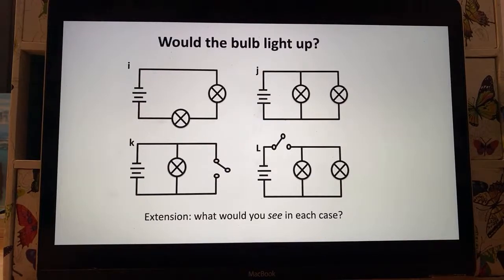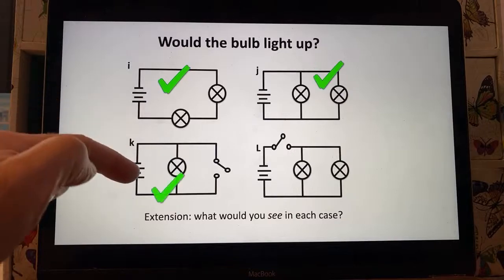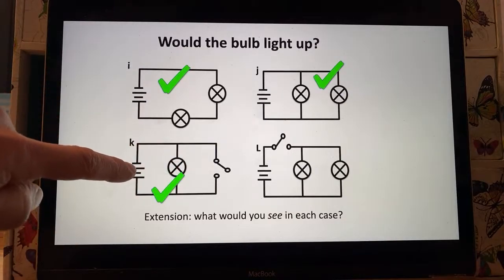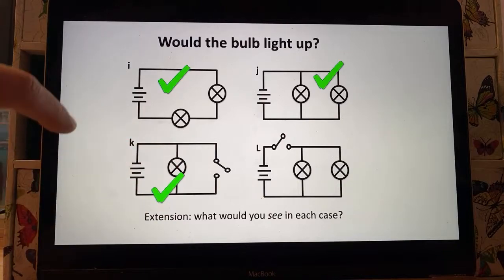Let's do it then. Yeah, they would light up. You've got a battery and bulbs, fine. J, they would both light up actually, yes. That would be fine. We will talk more about why later. K, yeah, that bulb would light up because you've got a complete circuit. The electrons can flow from the battery through the bulb and back again.